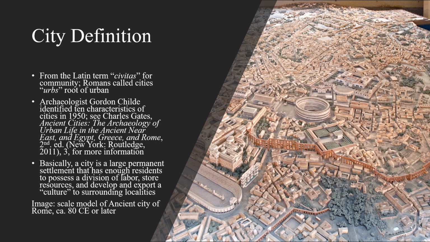But to simplify Childe's parameters, we'll say that basically a city is a large permanent settlement that has enough residents to possess division of labor, to store resources, and develop and export a culture to surrounding localities.